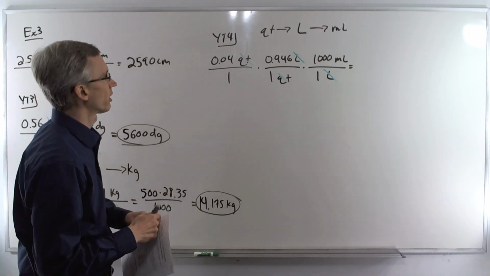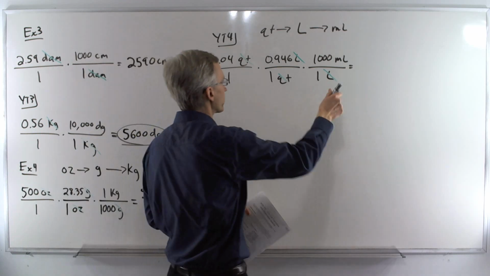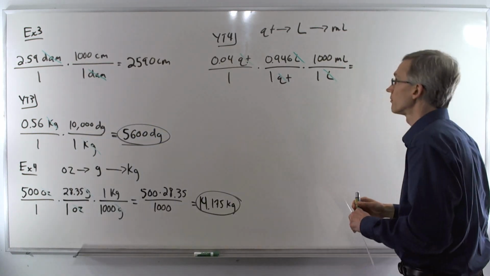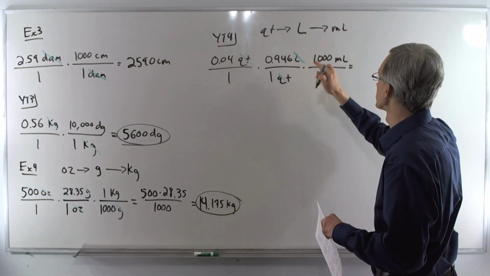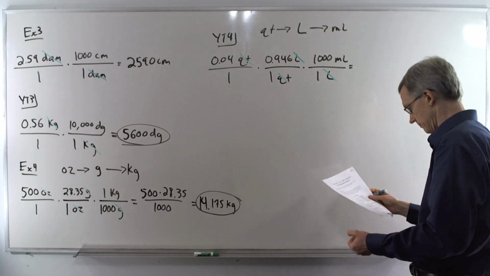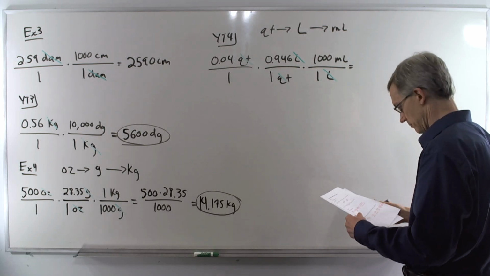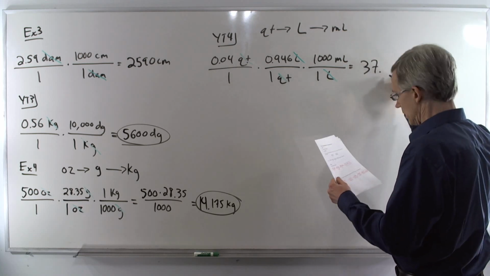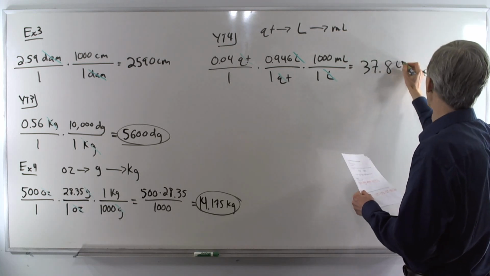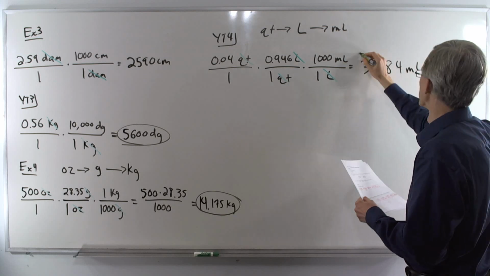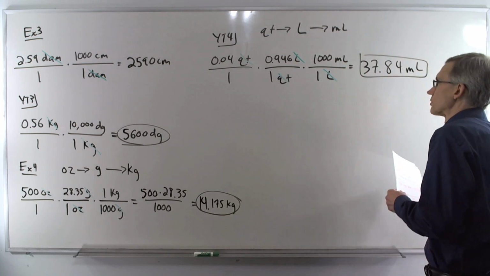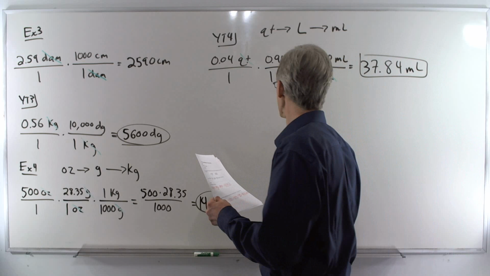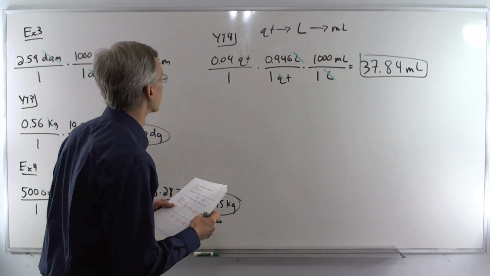Now multiplying straight across, looks like we just have ones on the bottom, so don't need to worry about those. We're going to do 0.04 times 0.946 times 1,000. We get 37.84 milliliters. So 0.04 quarts equals 37.84 milliliters.